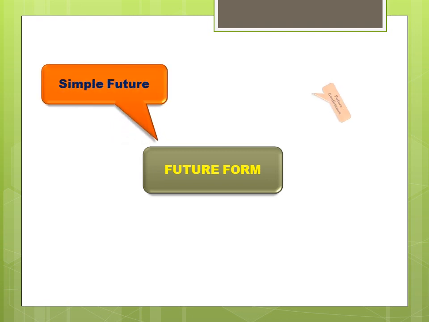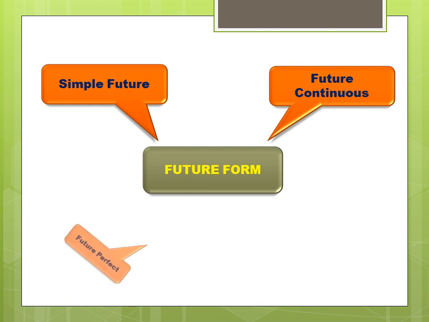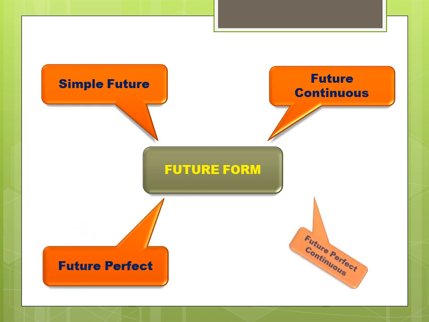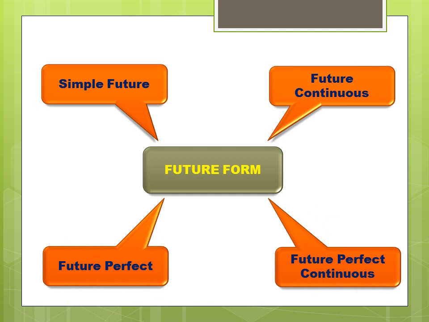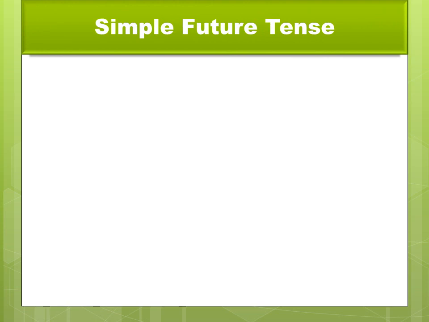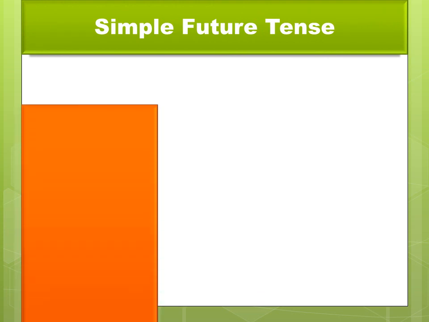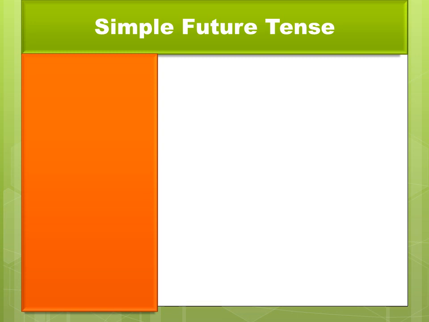Now let's look into future form. In future form, we have simple future, future continuous, future perfect and future perfect continuous tense. Now let's learn simple future tense. Simple future tense is used when an action is promised or thought to occur in the future. Now what is the structure for simple future tense? The structure is will or shall plus V1.